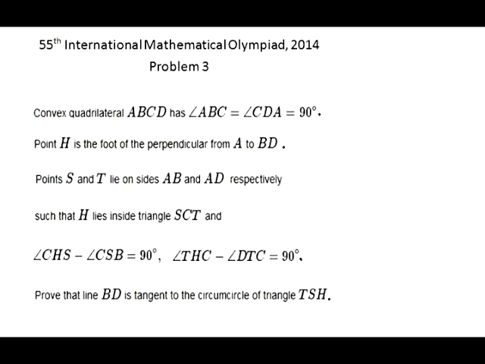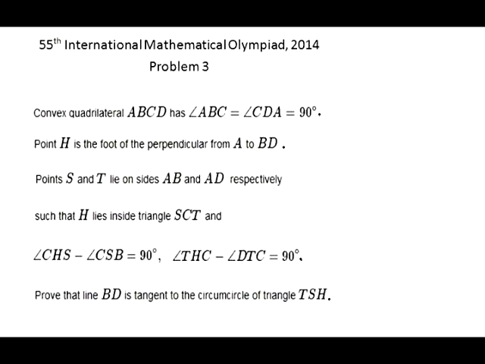This is problem number 3 of International Math Olympiad 2014. Convex quadrilateral ABCD has two right angles, ABC and CDA. Point H is the foot of the perpendicular from A to BD.